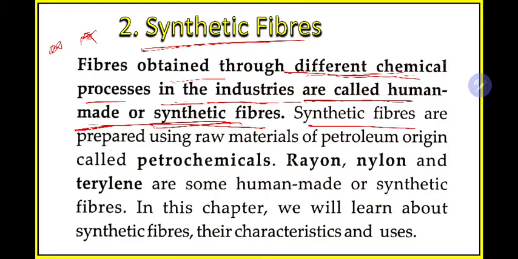Synthetic fibers are prepared using raw materials of petroleum origin called petrochemicals. So how are these made? These are made using the raw materials of petroleum origin called petrochemicals. So what are raw materials? First you need to know. For example, if I want to build a building, what will I need? I will need cement, rod, then water, then sand, then stone. These are raw materials.